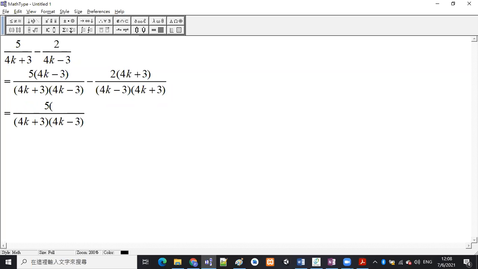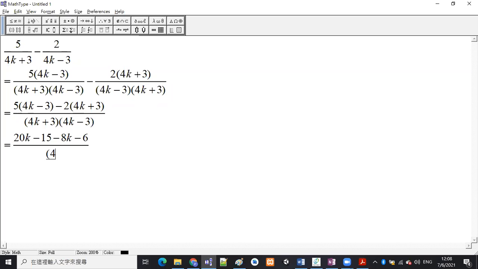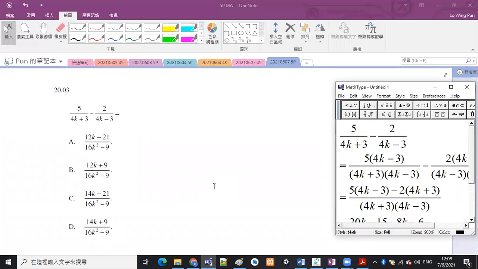And then it becomes 5 times 4k minus 3 minus 2 times 4k plus 3. And then expand the bracket. We have 20k minus 15 minus 8k minus 6, over 4k plus 3, 4k minus 3. And calculate the like terms. So we have 20k minus 8k becomes 12k. Minus 15 minus 6 becomes minus 21. And then 4k plus 3, 4k minus 3. Okay? So there will be no more common factor here.